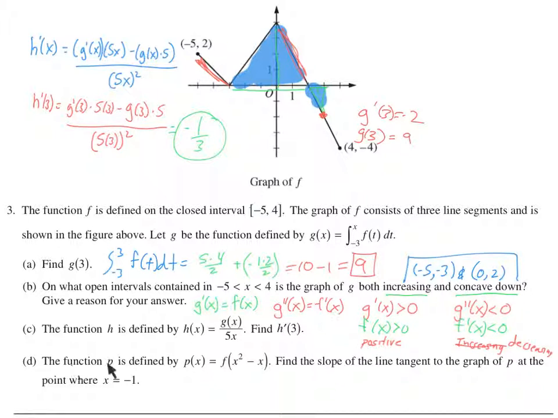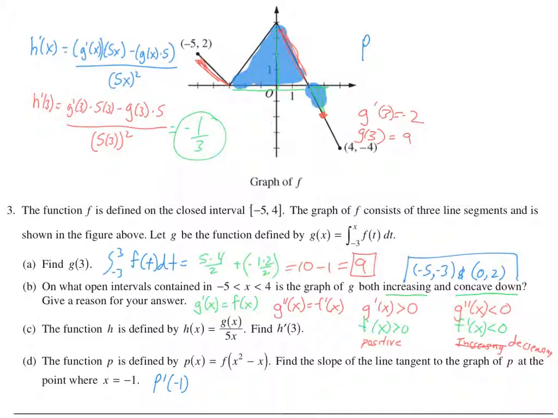Last problem. Function p. Yay, another function. P is f of x squared minus x. Find the slope of the line tangent to the graph of p at -1. Aren't they basically saying, what is the slope of the line tangent? Are they basically saying find p prime of -1? Do you guys understand this is really just saying p prime of -1? Couldn't you just say that? Okay. How do we get that? Don't we have to find p?